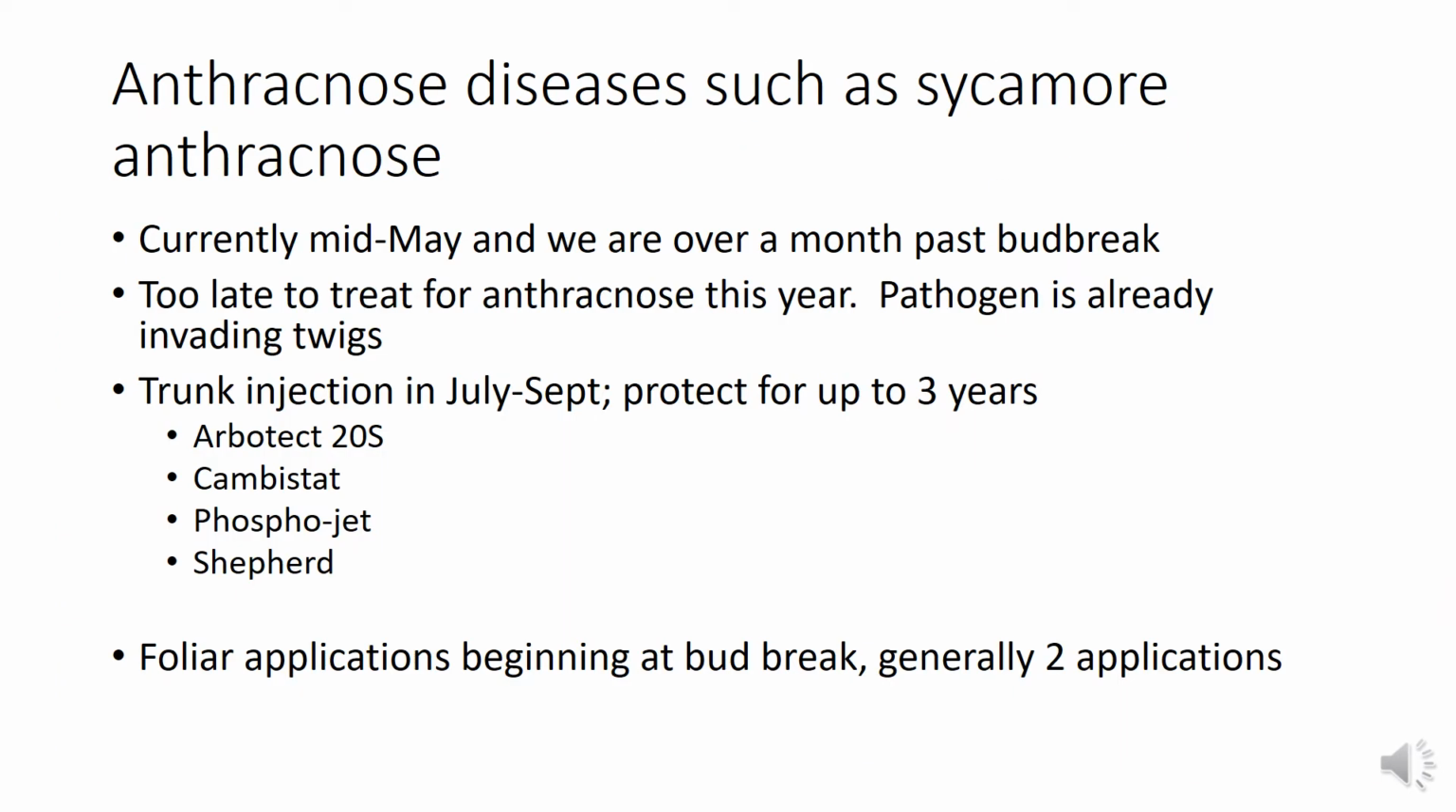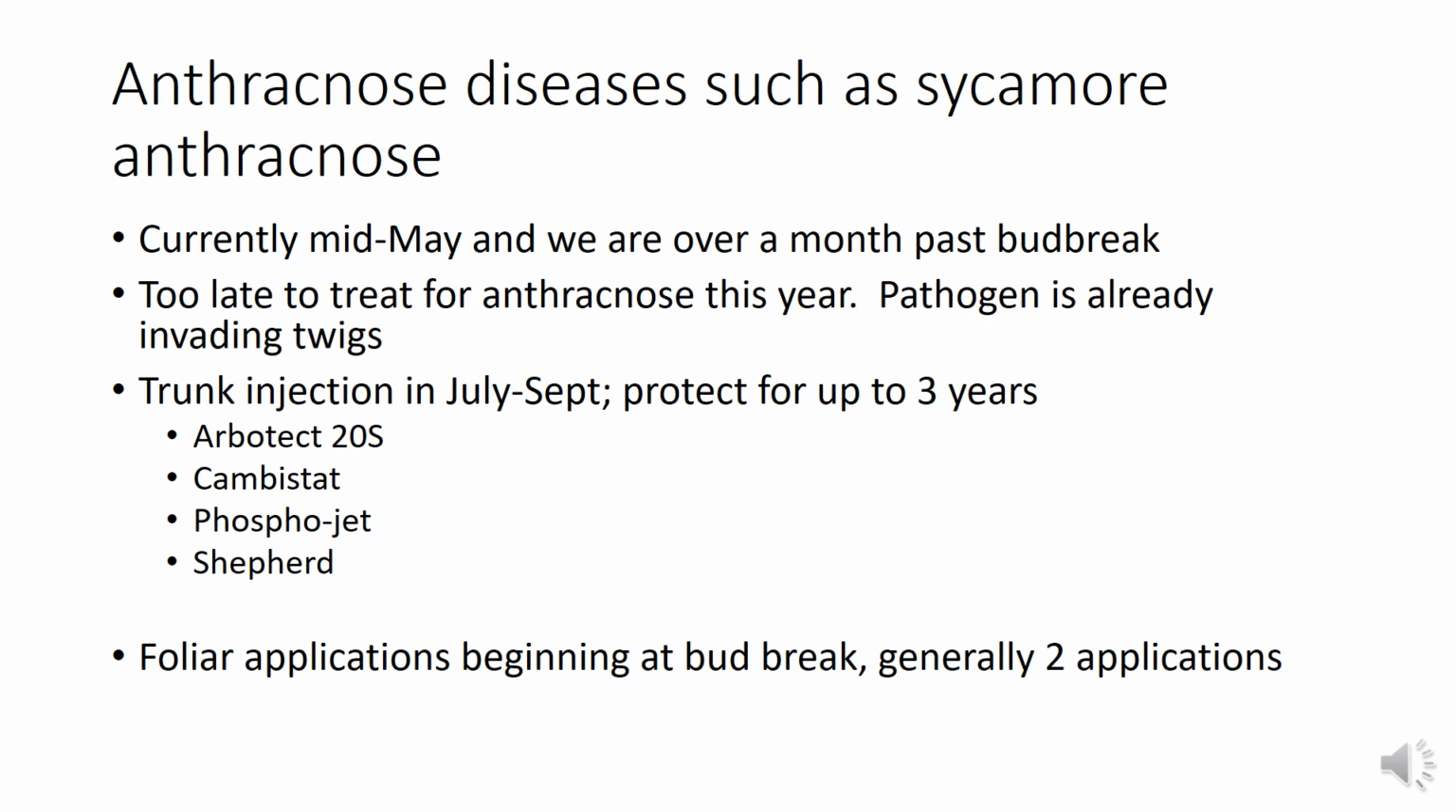With anthracnose diseases such as sycamore anthracnose, it's currently mid-May, so we're about 1 month past bud break. It is too late to treat for anthracnose this year, at least on this early phase. The pathogen is already in the wood, and products that we spray on the surface are not going to make it into those twigs and stop the problem.